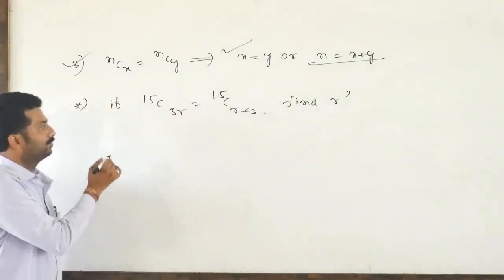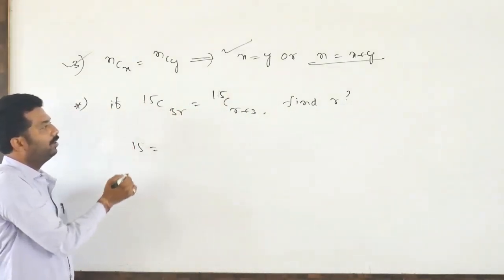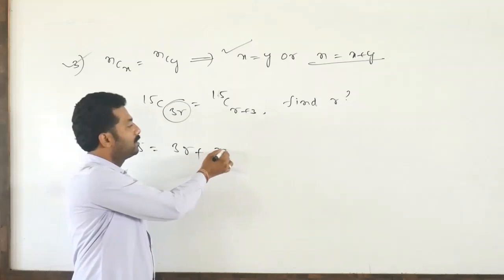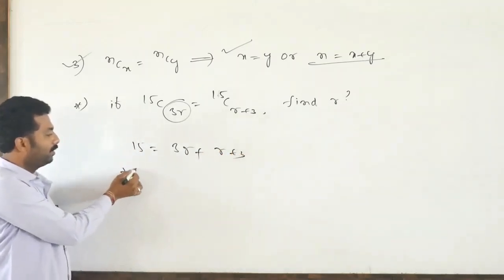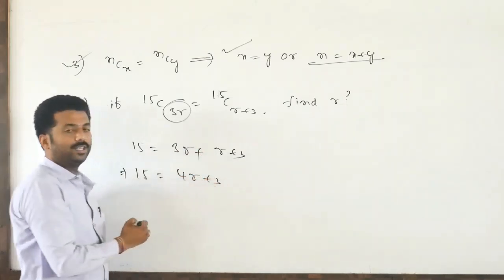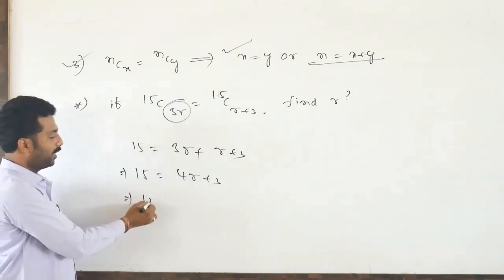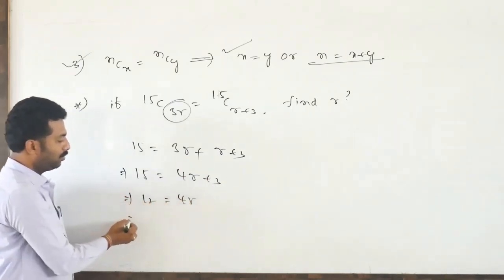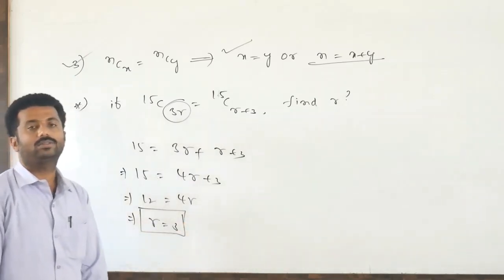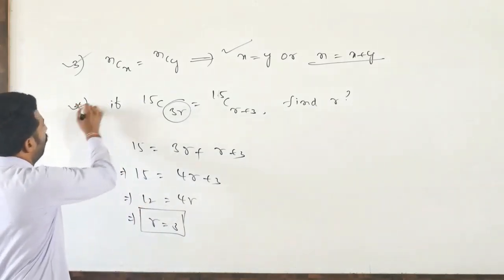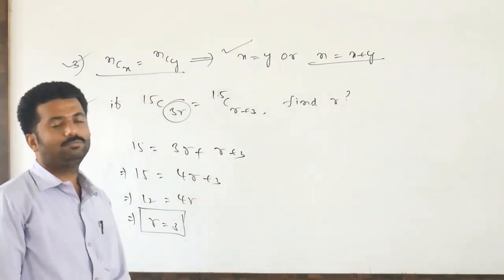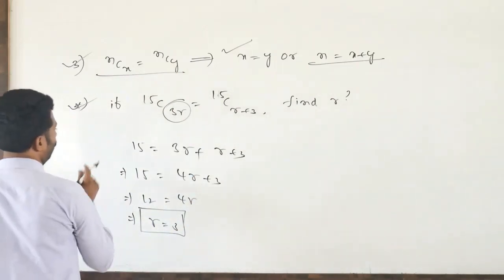Then the second case: n is equal to x plus y, that is 15 equals x plus y. x means 3r, y means r plus 3. So 15 equals 3r plus r plus 3, that is 4r plus 3. Taking plus 3 to the left side, that is 12. 4r equals 12, so r equals 3. So the proper r value is 3. Like this you have to apply these types of properties. In CET level, remember these types of questions are most important.